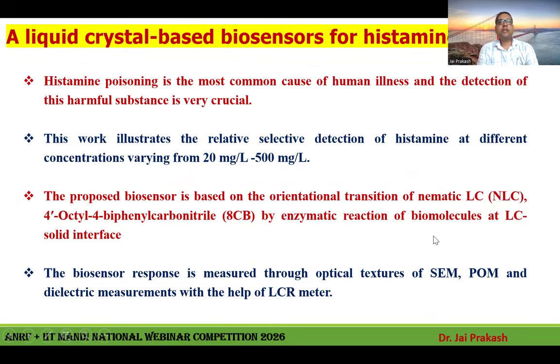Liquid crystal based biosensor for histamine detection. Basically, histamine poisoning is the most common cause of human illness, and detection of this harmful substance is very crucial. So in this work, we illustrate the relative selective detection of histamine at different concentrations varying from 20 milligram per liter to 500 milligram per liter.